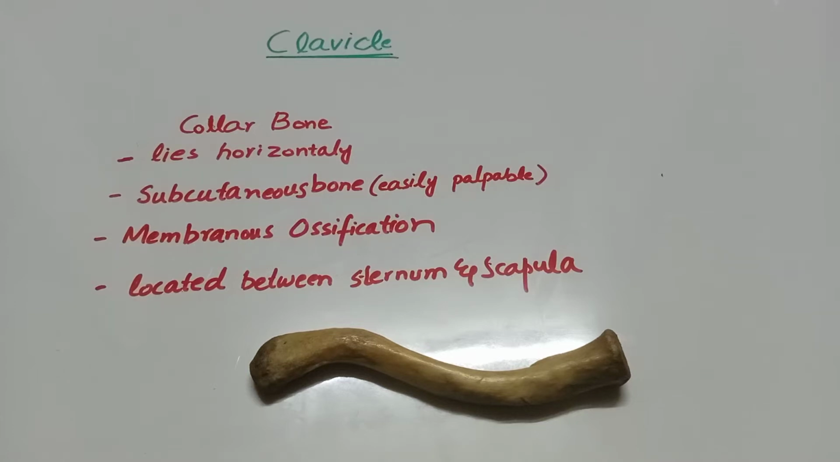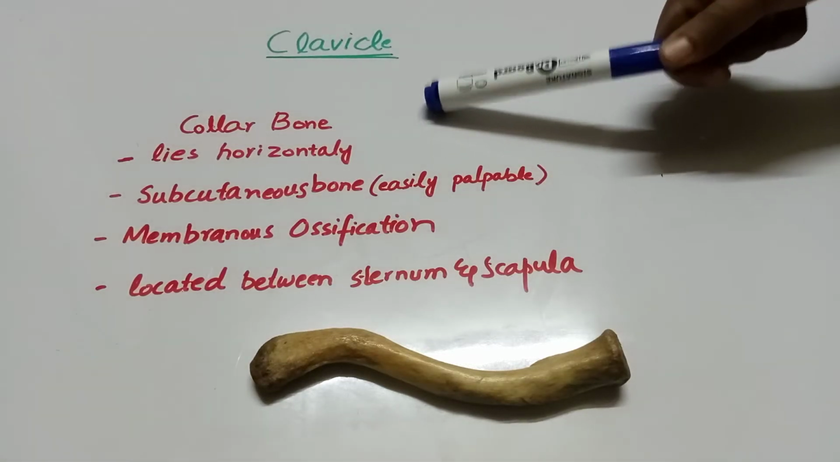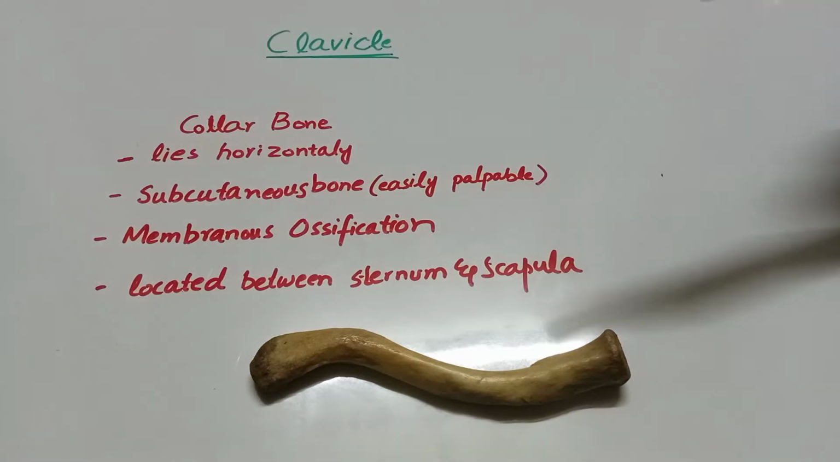The clavicle is a long bone. It supports the shoulder so that the arm can swing clearly away from the trunk. The clavicle transmits the weight of the upper limb to the sternum. So the clavicle is also called the collarbone. It lies horizontally in our body. It is a subcutaneous bone, so we can palpate the bone along its entire length.